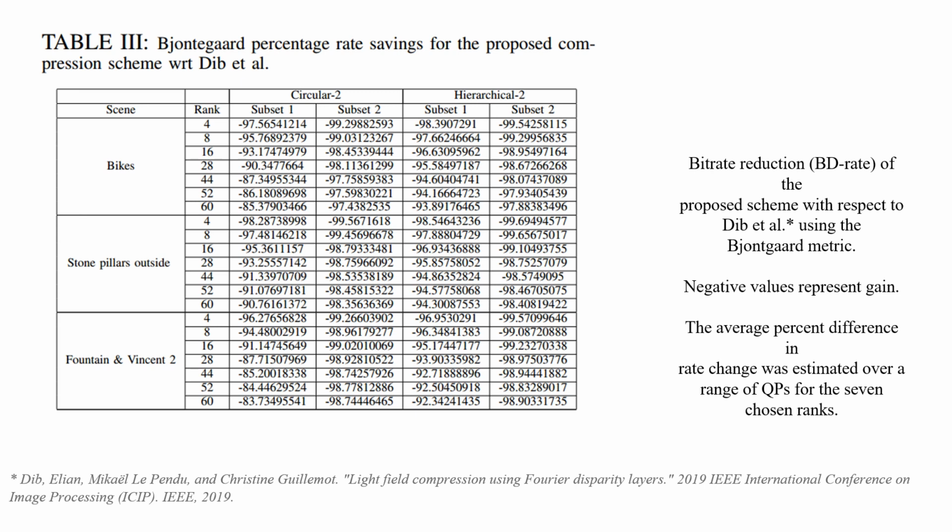For the Circular 2 pattern, the proposed scheme achieves about 94%, 96% and 93% bitrate reduction compared to the anchor for the light fields bikes, stone and fountain respectively. For the Hierarchical 2 pattern, our scheme achieves about 97% bitrate reduction for bikes, 97.5% for stone, and 96.5% for the fountain over the anchor scheme.